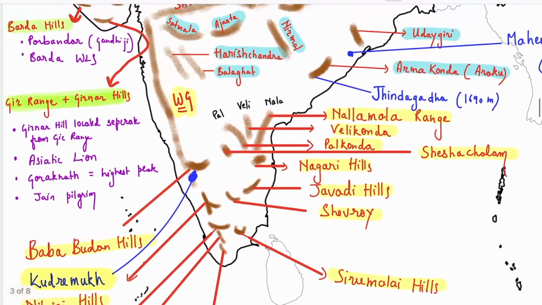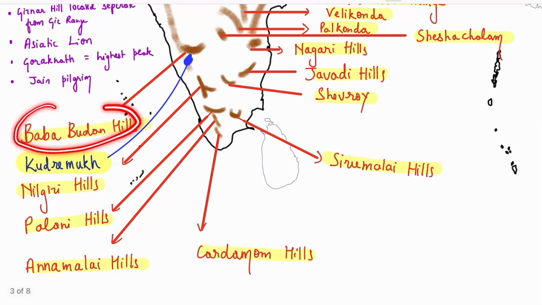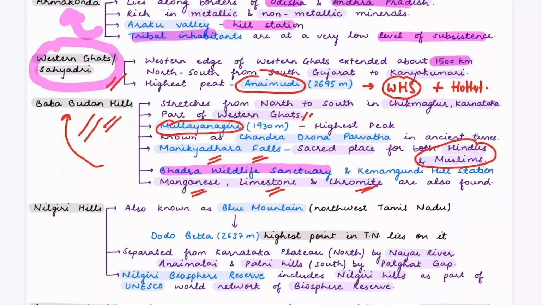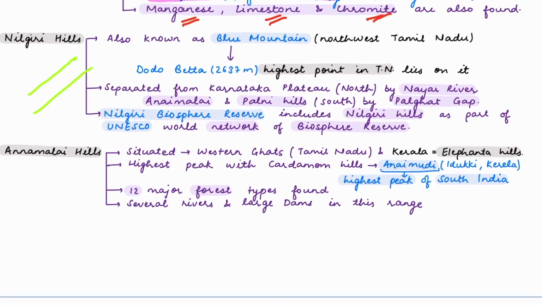Then further we have Baba Budan, after which comes Kudremukh, and then we have the Nilgiri Hills. Literally, Nilgiri means blue mountain. These mountain ranges largely lie in northwestern Tamil Nadu, and the highest peak of Nilgiri is Doda Beta.